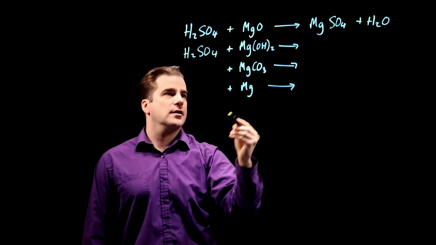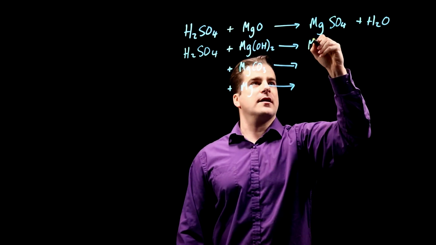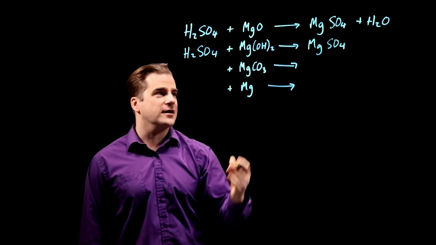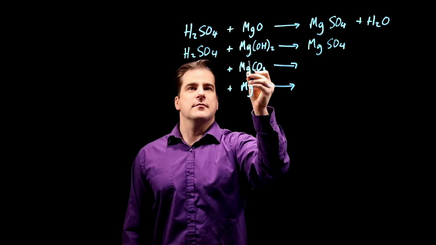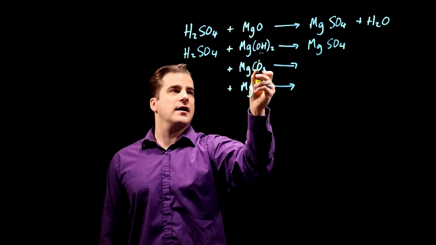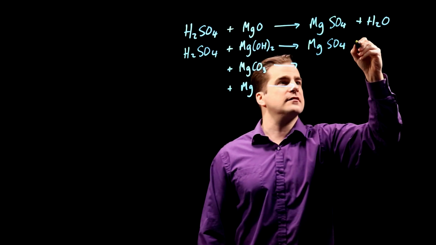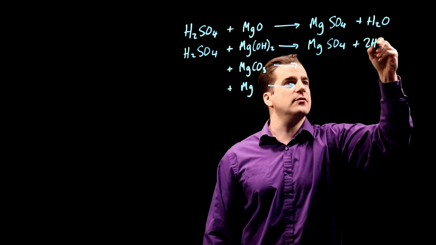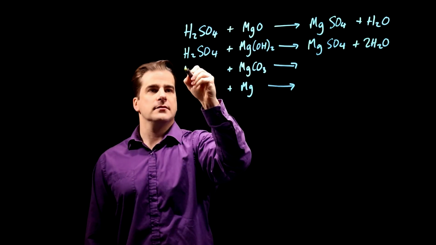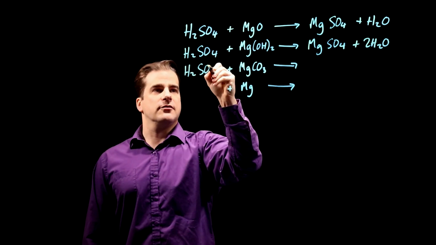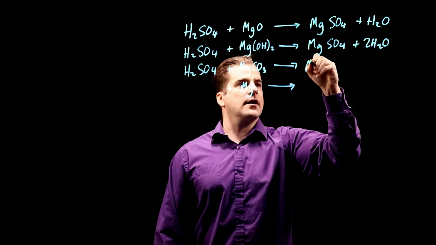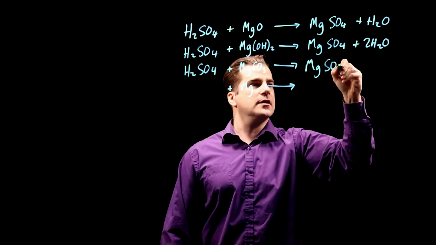H2SO4 plus magnesium. Well, it's going to be magnesium sulfate again. I mean, that's what we're trying to make, right? So it better be. Magnesium sulfate. Now we've got 2 oxygens and 4 hydrogens. That's convenient. So it's going to be 2 H2O, 4 hydrogens, 2 oxygens. H2SO4. Well, okay, obviously magnesium sulfate.